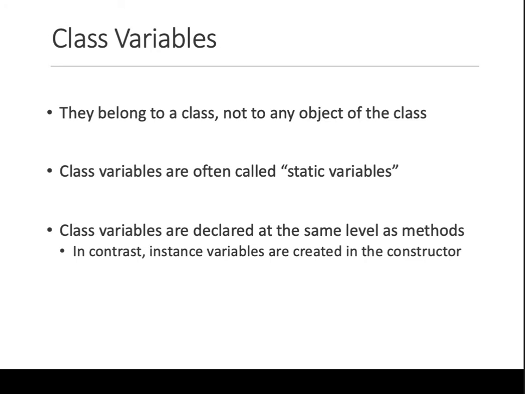Those are called instance variables. But the variable that all the objects can have a unified look towards, that is called the class variable or class level variable. Or they're also called static variables, meaning that everyone will have a chance to look at that value.